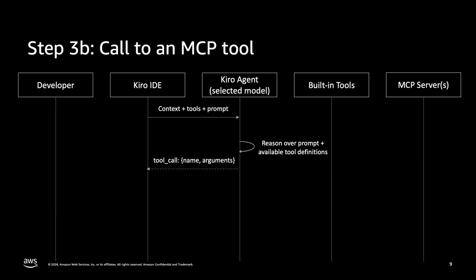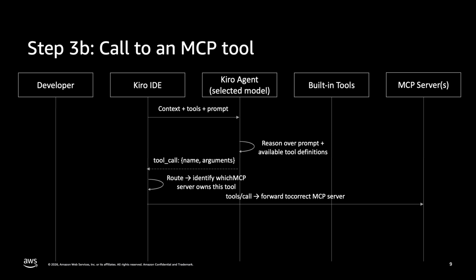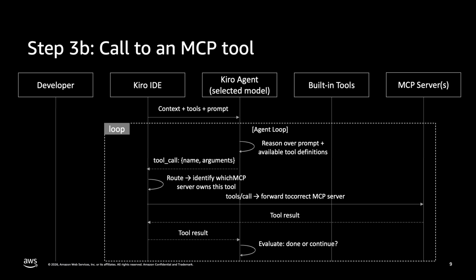And if the agent needs some external knowledge or skills, say for example some documentation, some data from a cloud API, or maybe even a diagram building skill, it calls MCP servers and uses its tools. This is where routing happens. Kiro looks at the tool name, identifies which MCP server owns it, and forwards a call to that MCP server. The MCP server executes the tool and returns the result. Kiro passes it back to the agent, and the same loop continues. The agent evaluates whether it's done or needs another tool to get the task to completion.